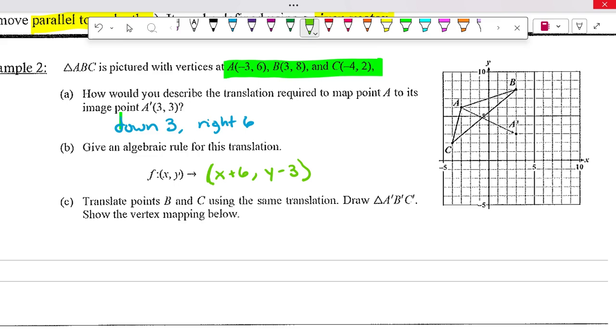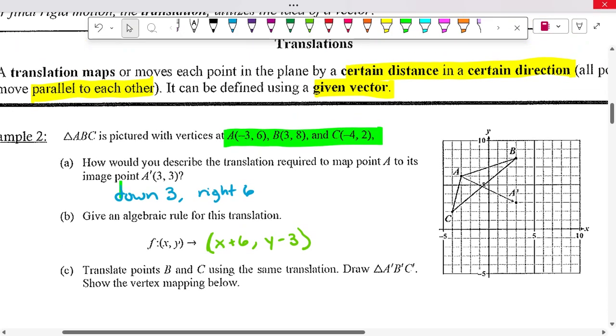Now, if you actually look at the actual points, does that rule make sense? If I look at A, so negative 3, 6, and the new point is 3, 3. Is negative 3 plus 6, 3? Yes. Is 6 minus 3, 3? Yes. So our rule works. And that's how you check yourself. If you can find it on the graph, write a rule, and then check the points through the rule. Double check yourself. If you don't get the exact same point, you probably did something wrong.